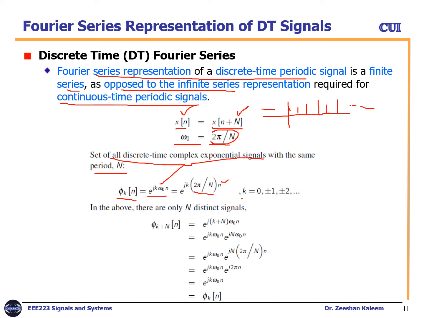And where k equals 0, plus minus 1, plus minus 2, and so on. So for each value of n, the k will be repeated. For example, the number of components you have, right? So in the above, there are only n distinct signals. N means the period n.